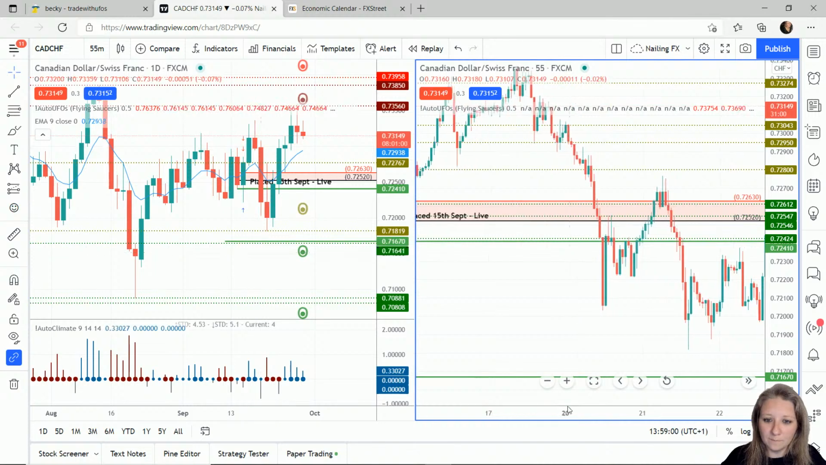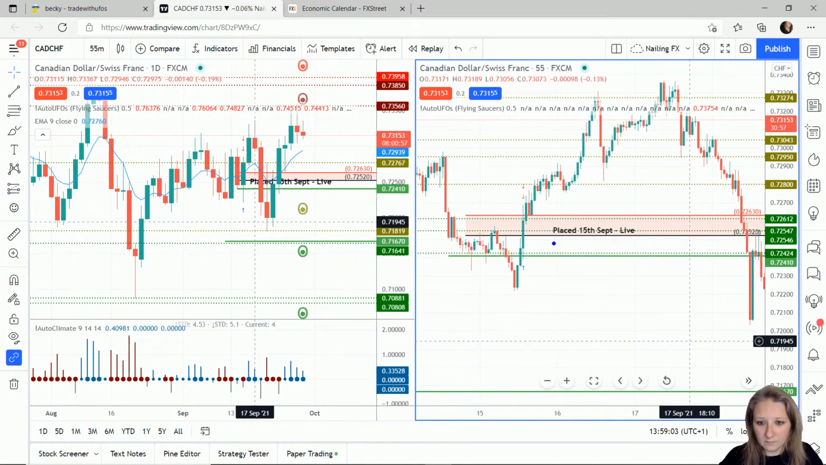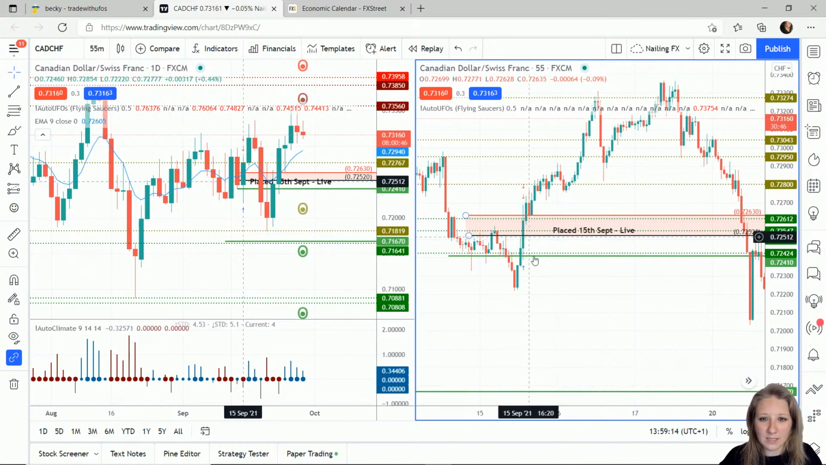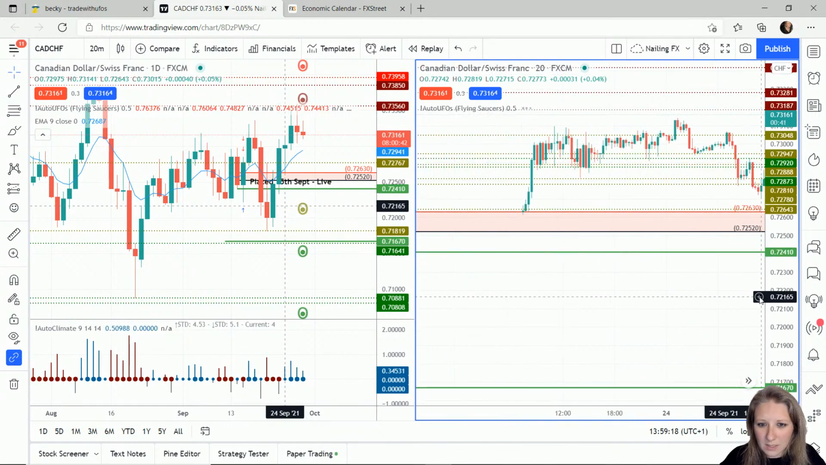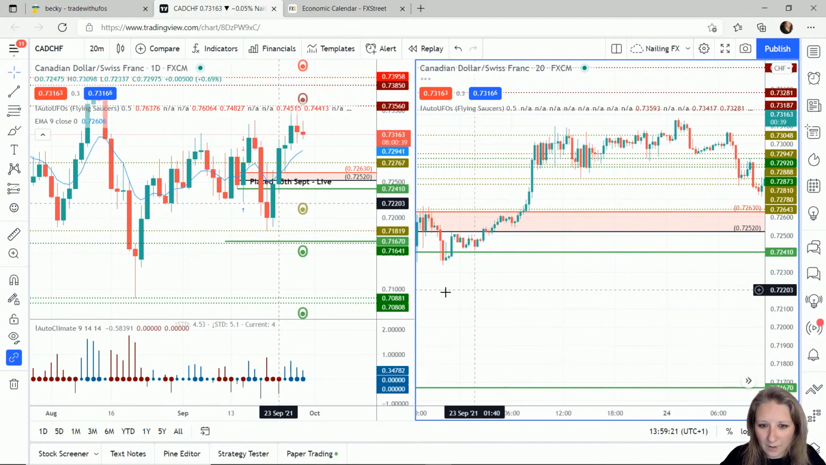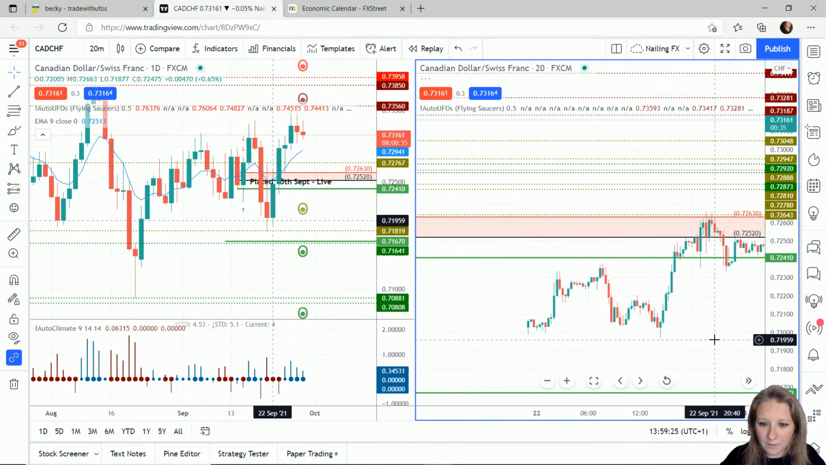So this one, our entry was the black line. Our stop was the red line. In fact, if we go down to a smaller time frame, it may have been that price came in, came back out, hit our safety target, and then went against us. So let's have a quick look. Let's just go to a 20 minutes, see what happened there on a smaller time frame. We might get a better idea of exactly how that happened on the 15th.